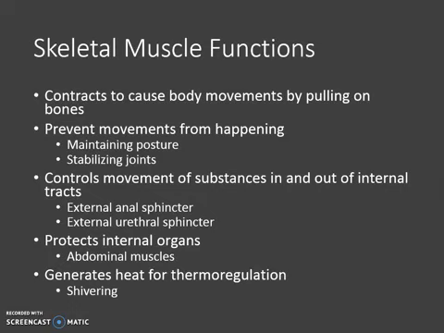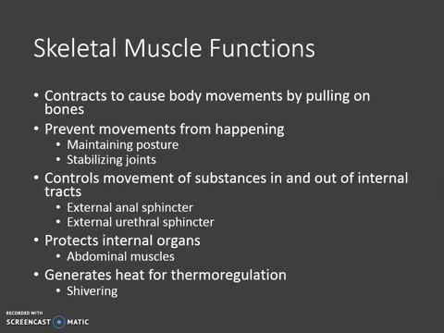The main one is that they contract in order to produce body movements. Our muscles are attached to our bones by tendons, and when the muscles contract, they pull on our bones. The movement or the pulling on those bones allows us to do things like wave our hand, kick our leg out, or walk around in our environment.